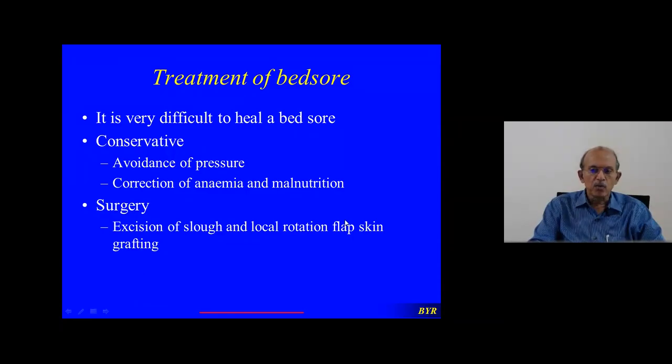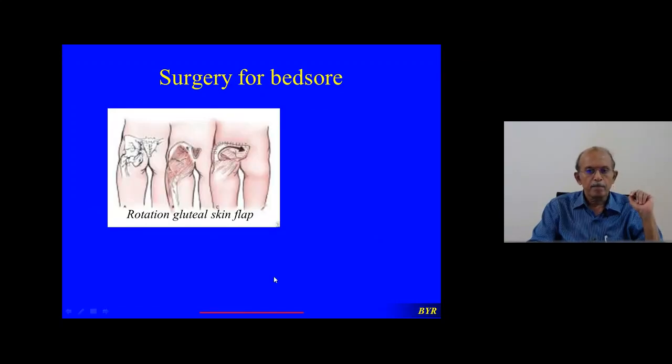So in the rotation flap, you get a piece of muscle also. For example, the gluteus maximus muscle can be rotated and placed between the sacrum and the skin. That acts as a cushion. So this is called rotation gluteal skin flap.